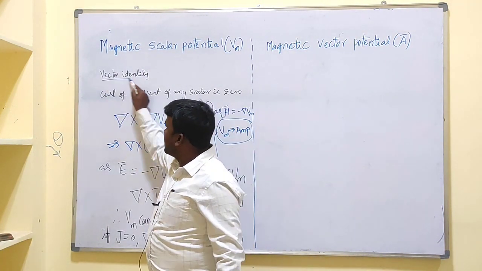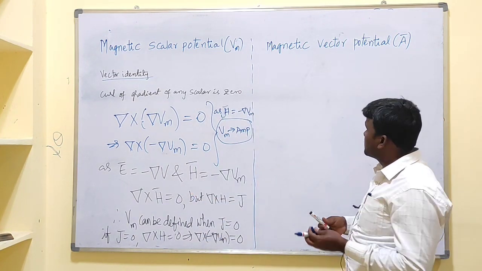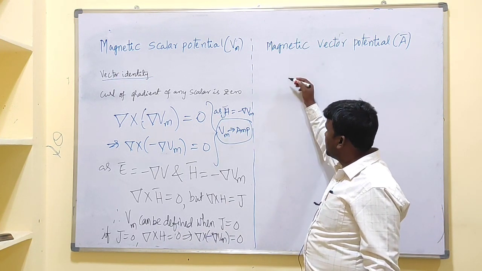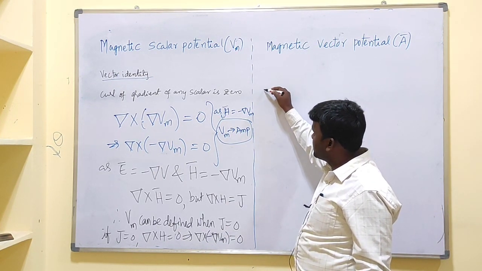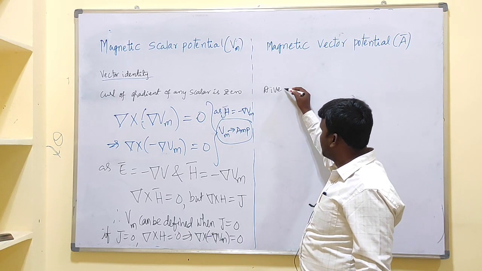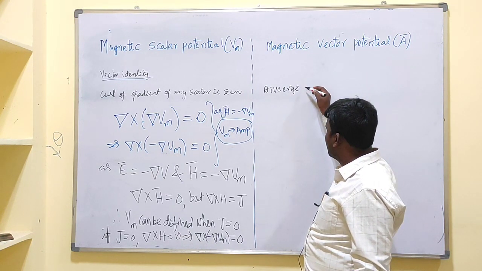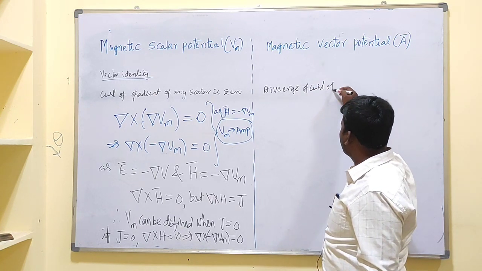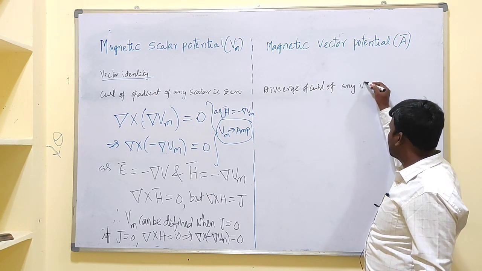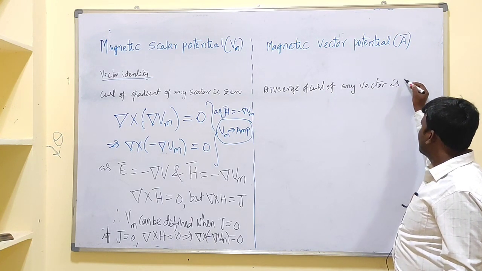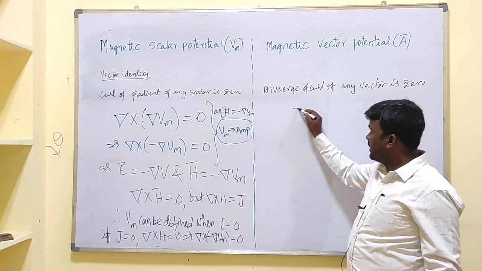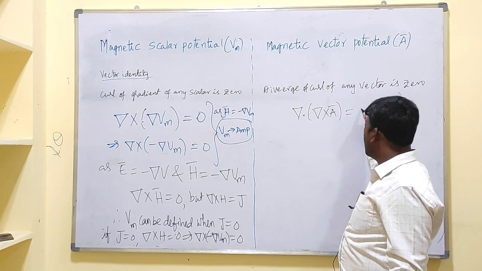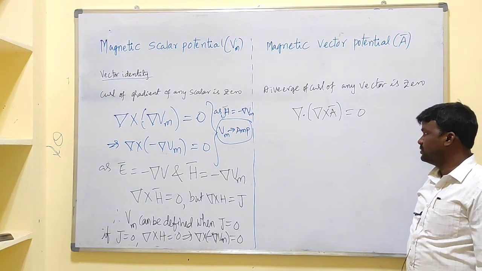Similarly, the magnetic vector potential is also derived with the help of another vector identity. That vector identity is: divergence of curl of any vector is 0. Mathematically, we can write that as del dot del cross A equal to 0.